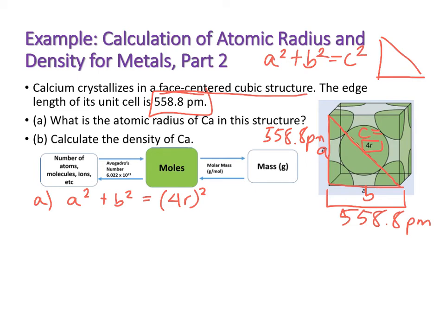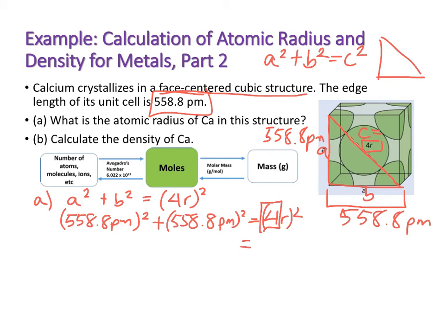So I'm going to fill in 558, 558, and then we'll start from there. So this is what we have so far. We have our A squared and our B squared equal to our 4r squared. So we're trying to solve for that r. So we are going to try to isolate it, and the way we're going to isolate it is we are first going to square this 4 right here.